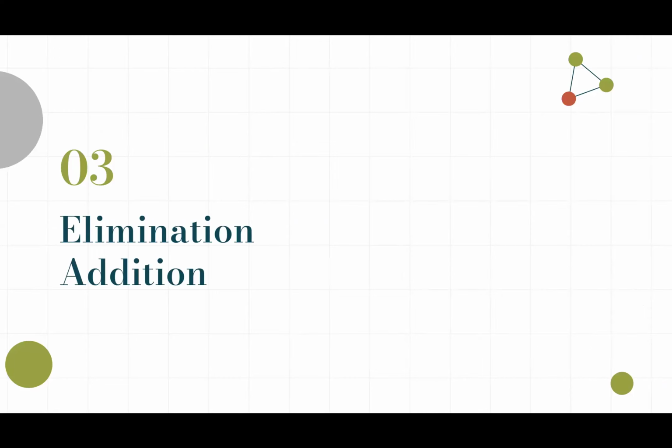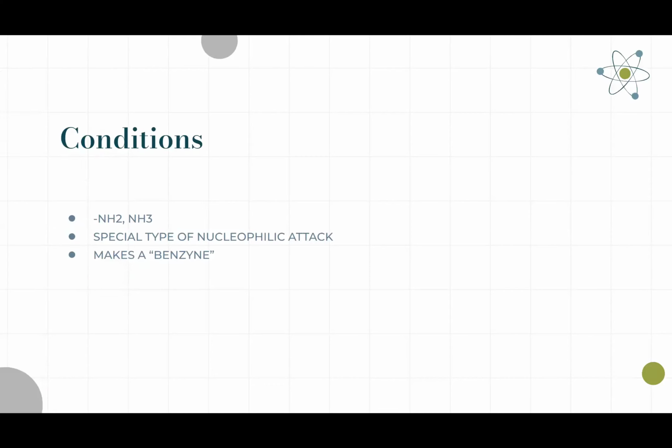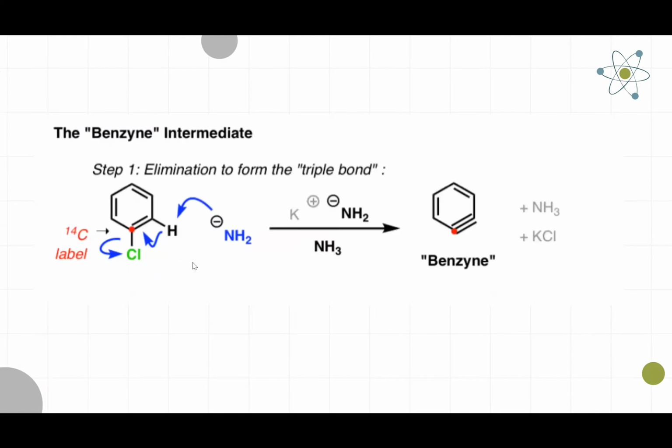Elimination addition, like I said before, is a very special case of nucleophilic aromatic substitution, where you're using negative NH2. It could be any kind of ion in front of it, so KNH2, and NH3 is at the bottom of the arrow. This is, like I said, a special type of nucleophilic attack, and it makes a benzyne. Benzyne, as in triple bonds. Keep that in mind because it has a yne, so it's triple bonded. We'll get more into how it works now.